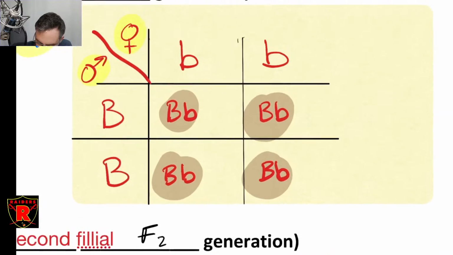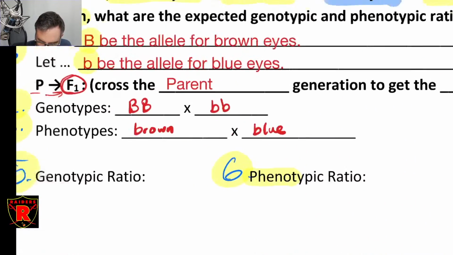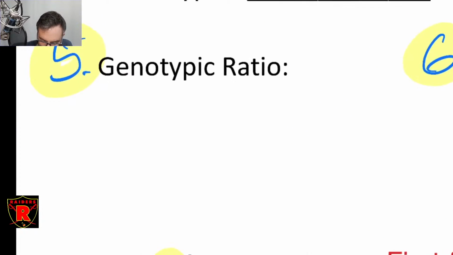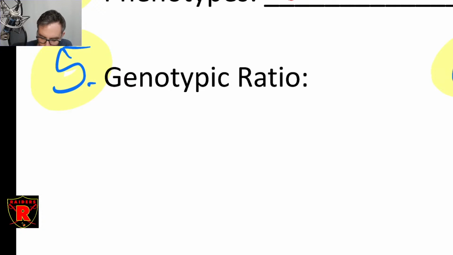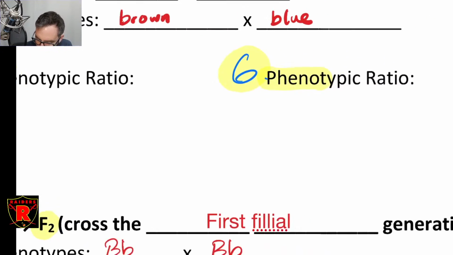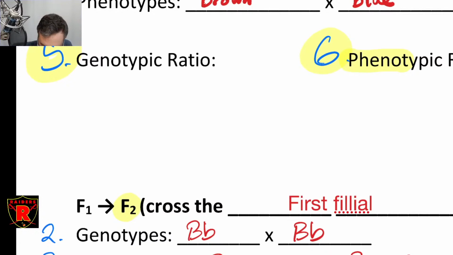Okay, so these are the genotypes of their potential children, and you'll notice that they're all the same. So when we write the genotypic ratios, that's our next step, step 5, indicate the genotypic ratios. Well, we only have one genotype in this case, which is big B, little b. So we're going to say that. We have big B, little b, and it's 100%.